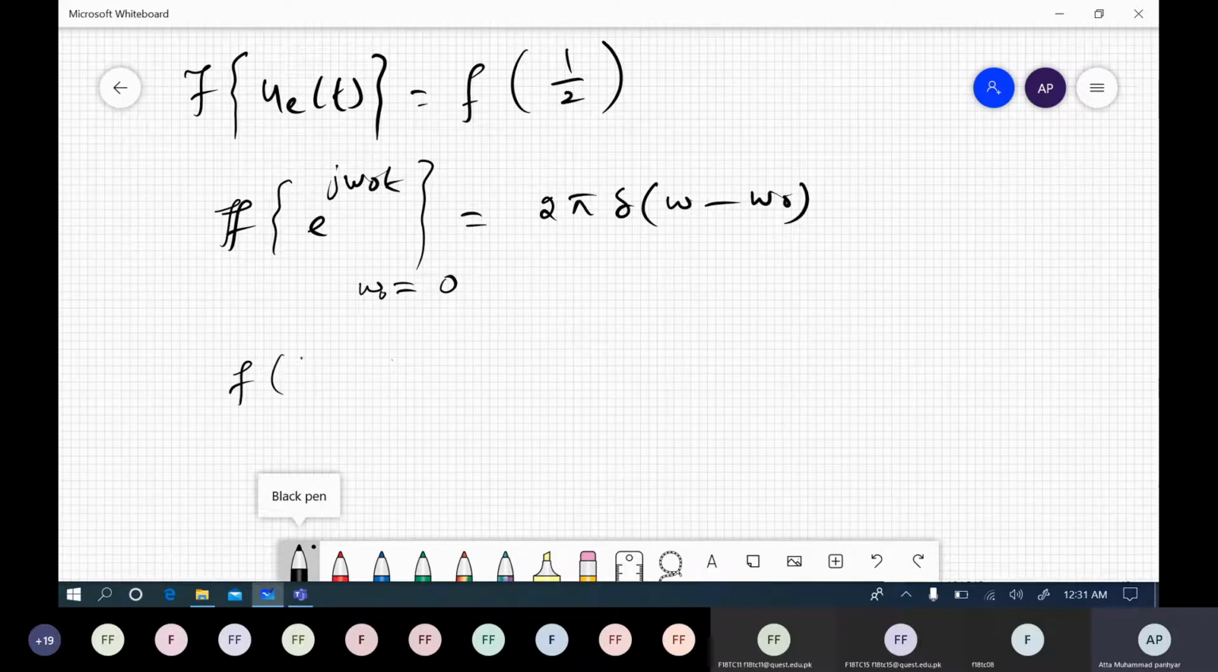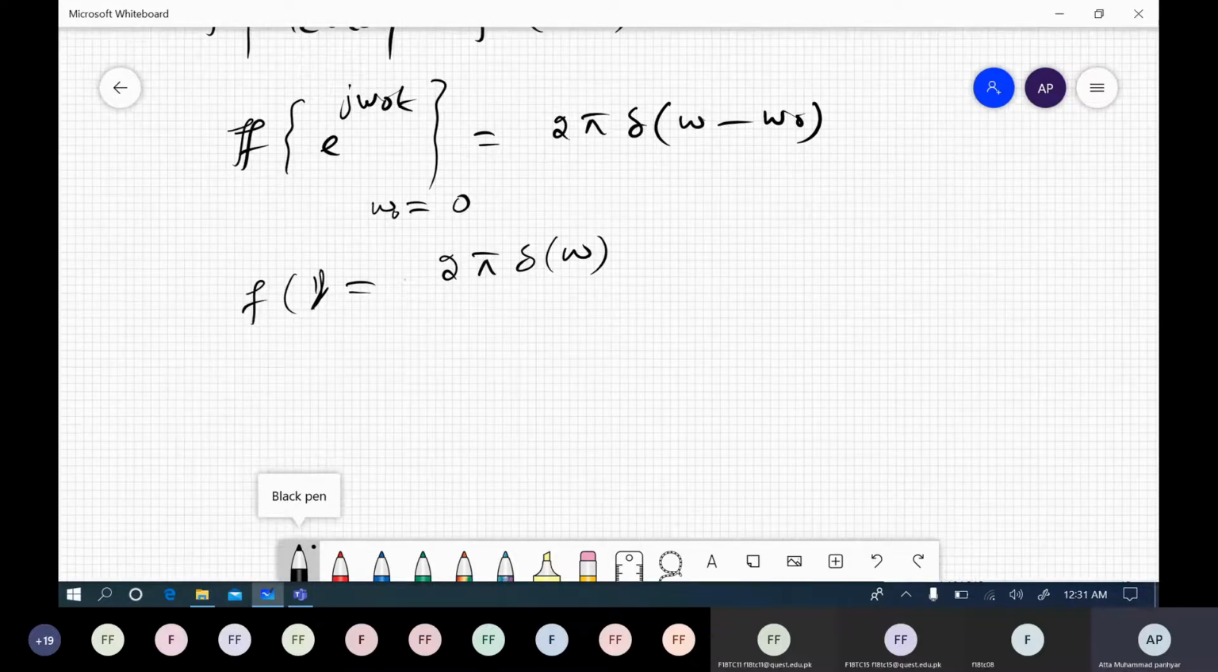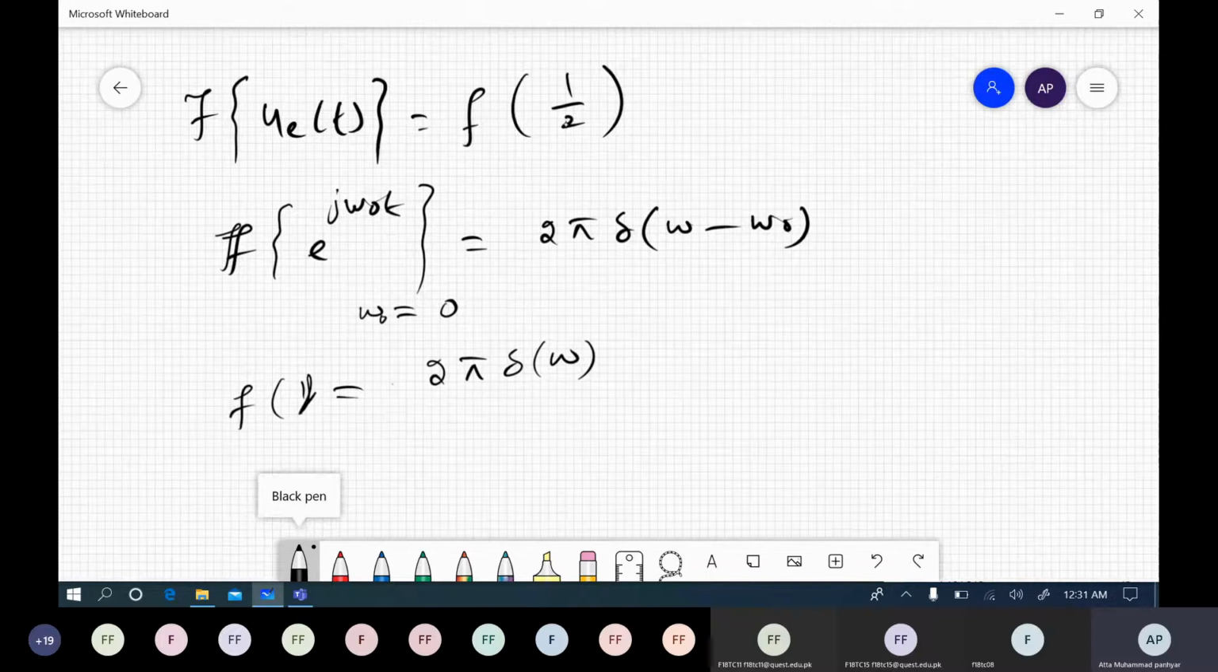Fourier transform of 1 is equal to 2 pi delta of omega, right? And we know that the even signal is half over the entire time period. So if we divide this by 2 here, then this must be divided by 2 as well. So this 2 and 2 would be cancelled.